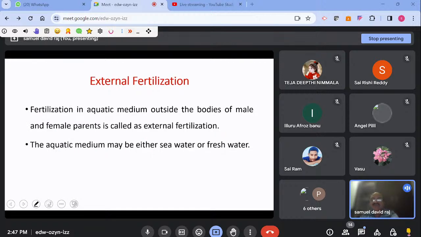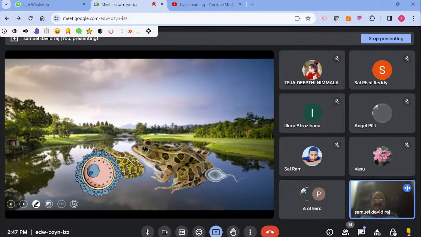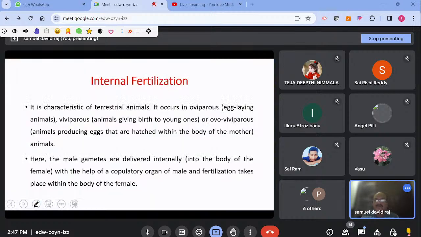Fertilization in an aquatic medium outside the bodies of the male and female parents is called external fertilization. The aquatic medium may be seawater or freshwater. For example, here the amphibians release ova and eggs, and the fertilization takes place inside the water.